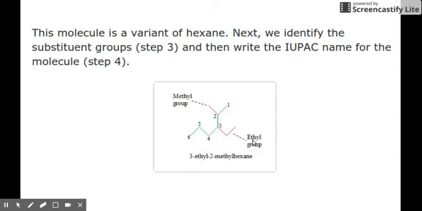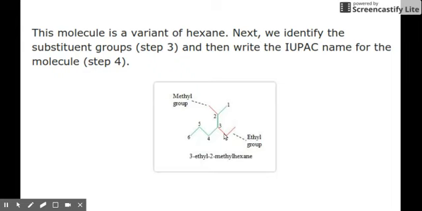So where or what should we put in the name first? Now we base it on the alphabetical order. We look at the first letter of the names. So methyl is M, E for ethyl. So that means E comes first before M. So we name ethyl first.